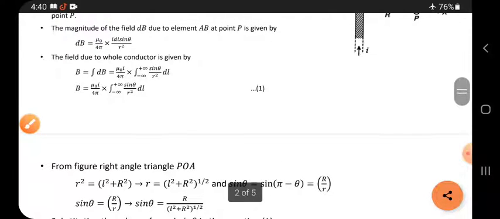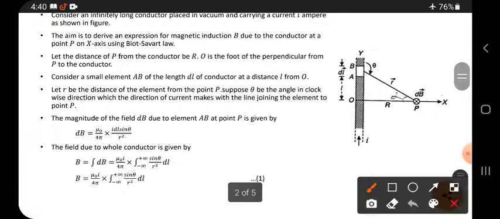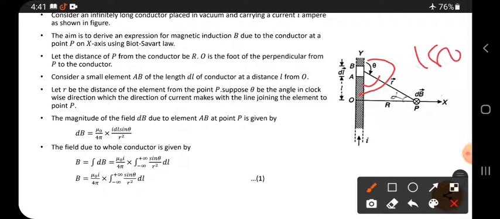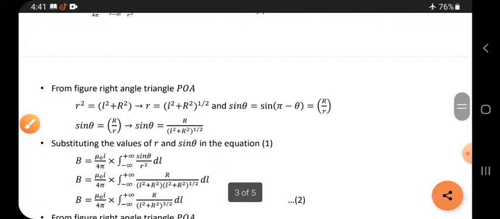Next, sine theta. Here we have to calculate sine theta. Sine theta means only this angle we have to take, but from here to here the total is 180 degrees. So subtract this value, and we get 180 minus theta, isn't it? Only this is theta, but from here to here it is 180. So remove this theta from 180, then you get this angle. That is why it is written like this.